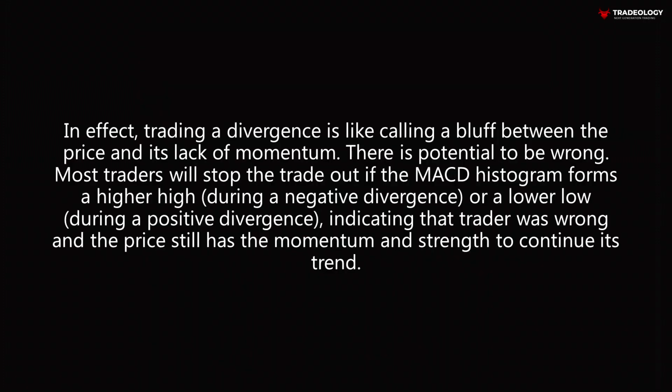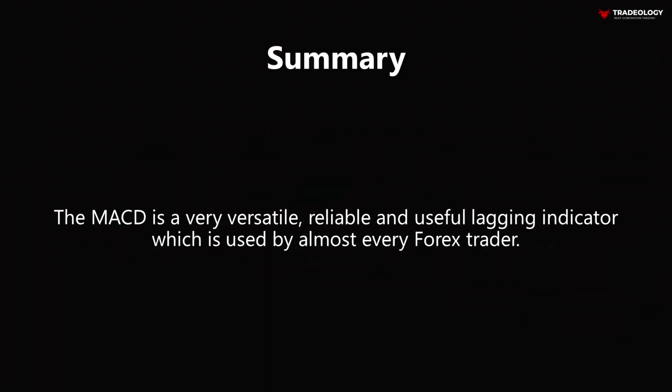In effect, trading a divergence is like calling a bluff between the price and its lack of momentum. There is potential to be wrong. Most traders will stop the trade out if the MACD histogram forms a higher high during a negative divergence or a lower low during a positive divergence, indicating that the trader was wrong and the price still has the momentum and strength to continue its trend.